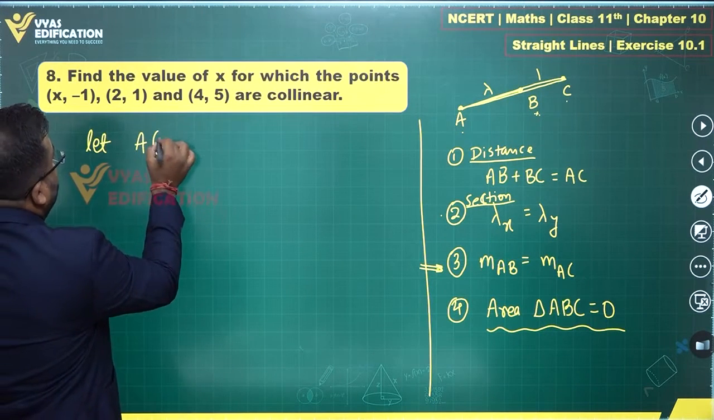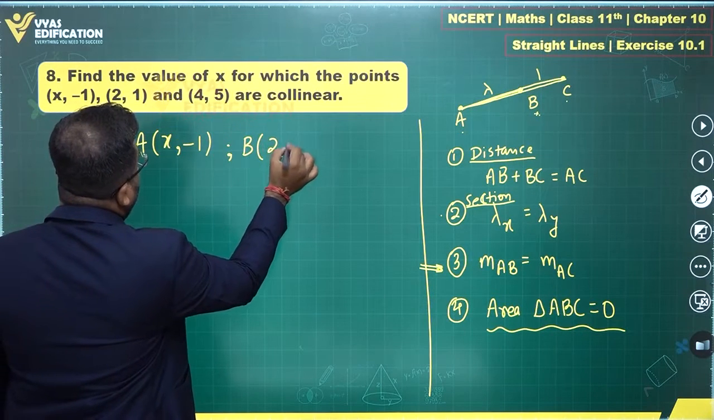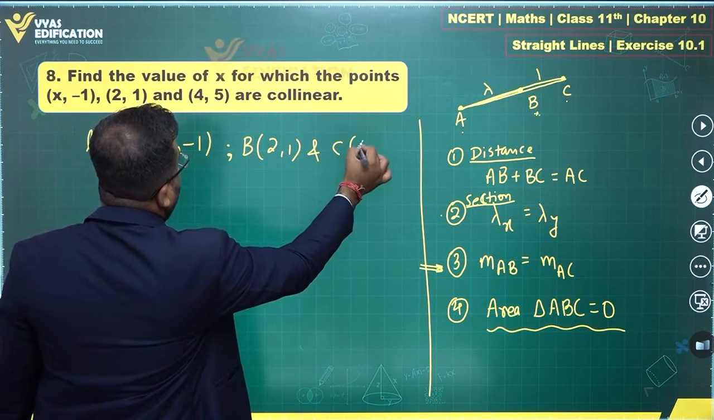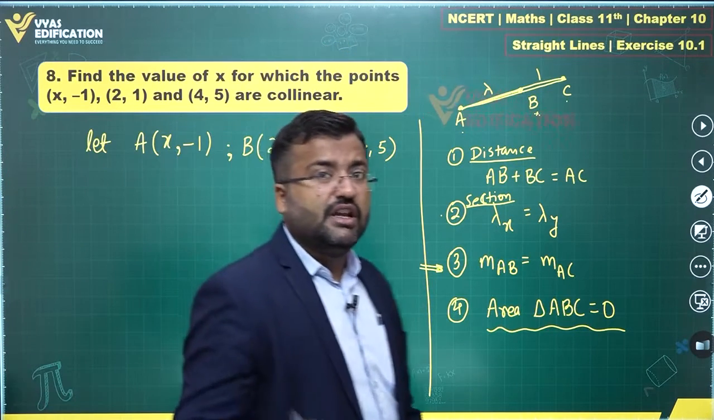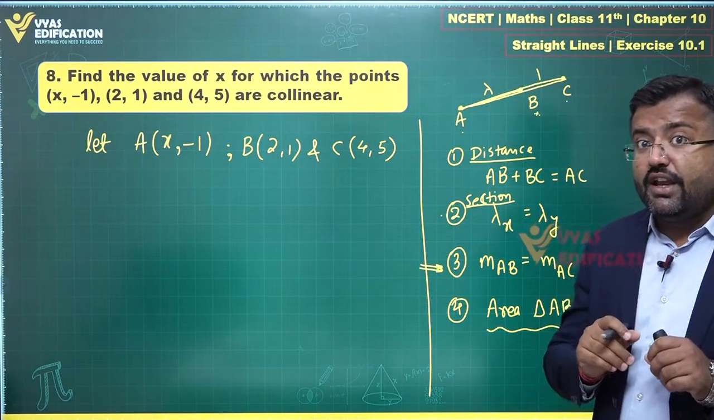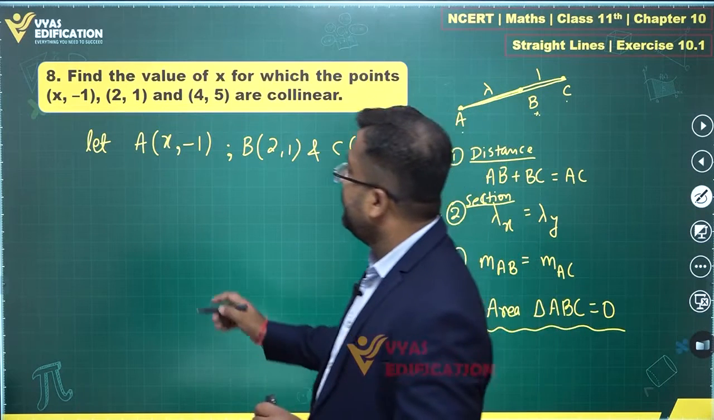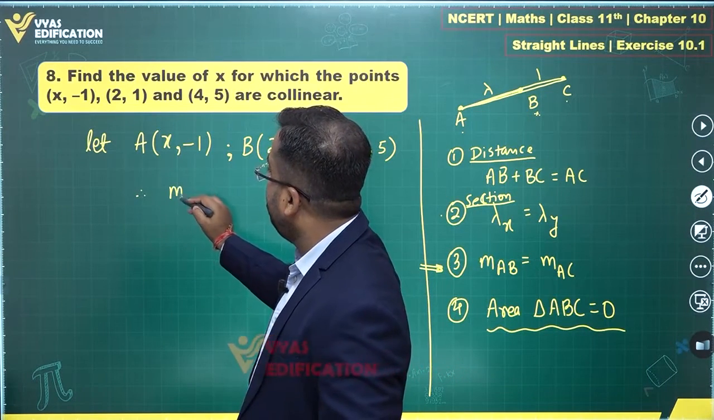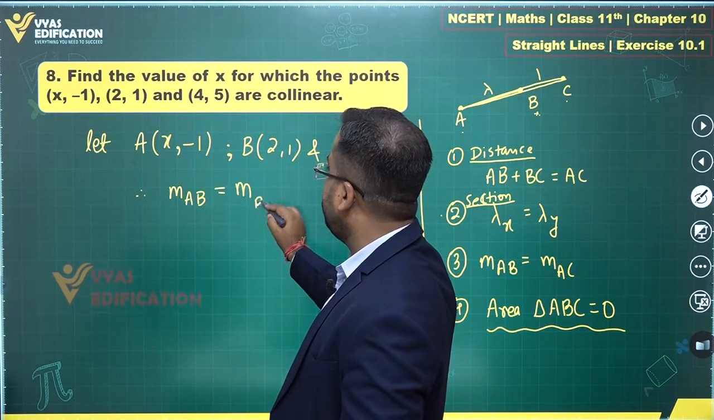Let A (x, minus 1), B (2, 1) and C (4, 5) be the given points, okay? And it is given that these points are collinear. Since these points are collinear, therefore m of AB will be equal to m of AC, or you can say m of BC.